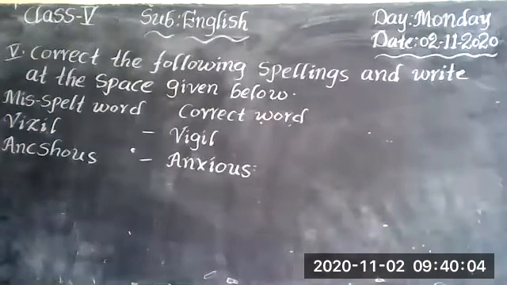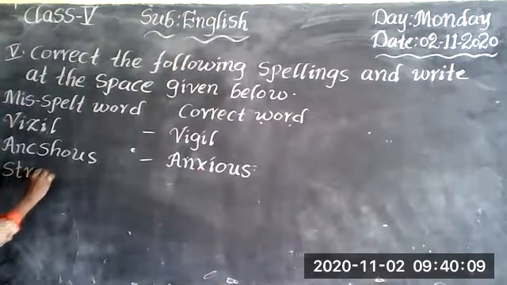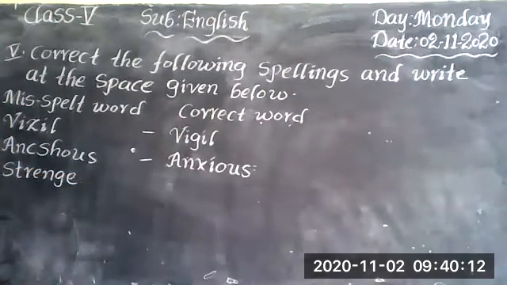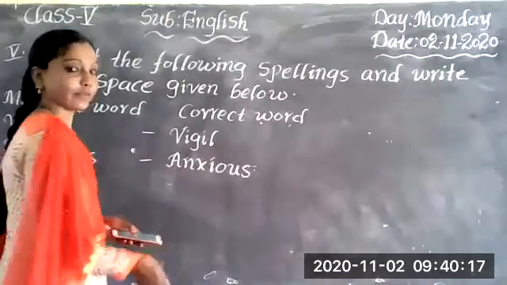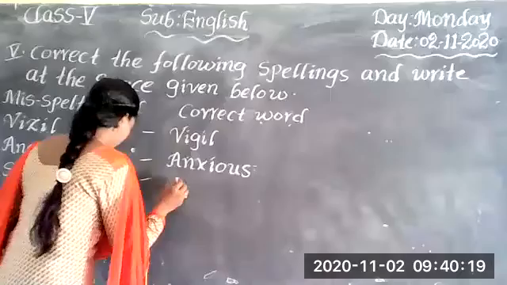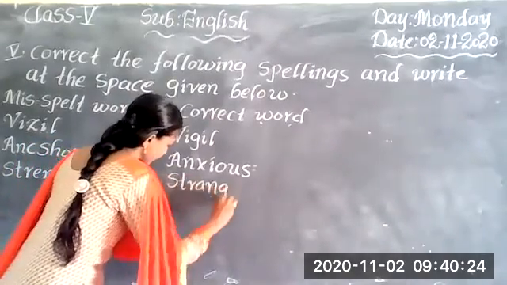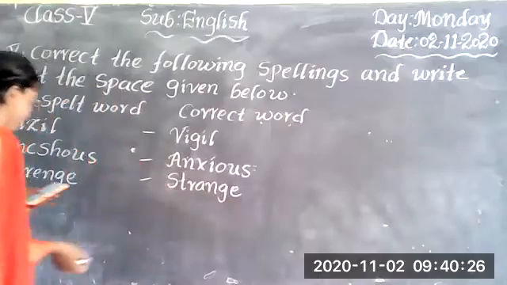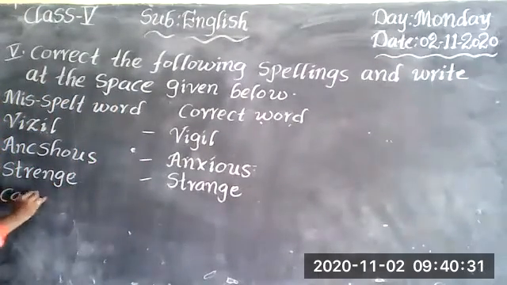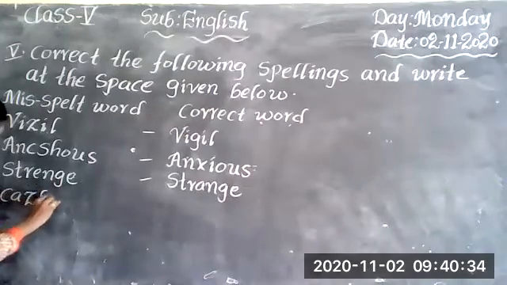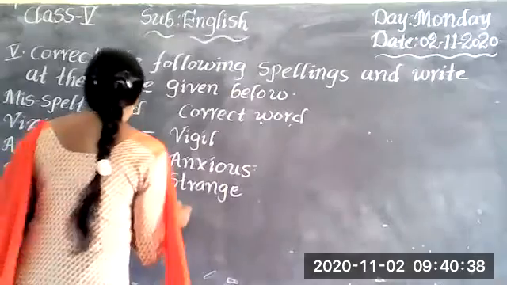Third word. Strange. Here STRENGV is given. So is it the correct spelling for strange? Wrong spelling. The correct spelling is STRANGV. Next, fourth word. Calcul. CAZLE, calcul. Is it correct? No. What is the correct spelling of calcul? CASTLE.